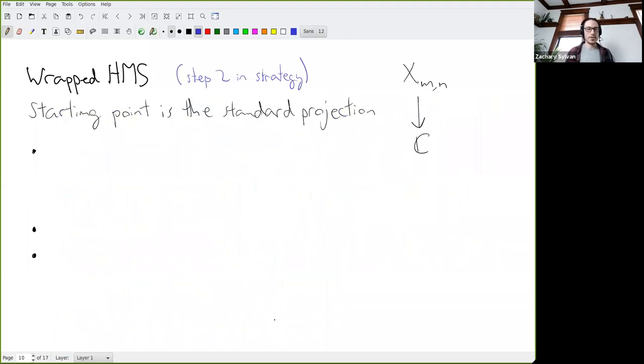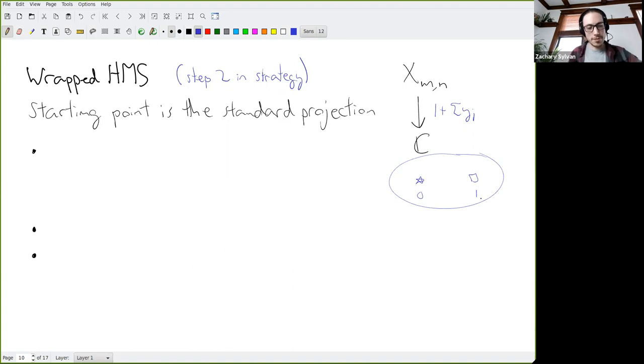Okay. So I'm just going to say a bit about step 2, how we produce this mirror to the structure sheaf, and what it's going to let us do, and then I'll spend the rest of the time on step 1. So our starting point is a standard projection, X_{m,n} maps to C by 1 plus the sum of the y_j. And if I draw this, as we saw before, this has 2 special fibers. There's a special fiber at 0, and there's a special fiber at 1.